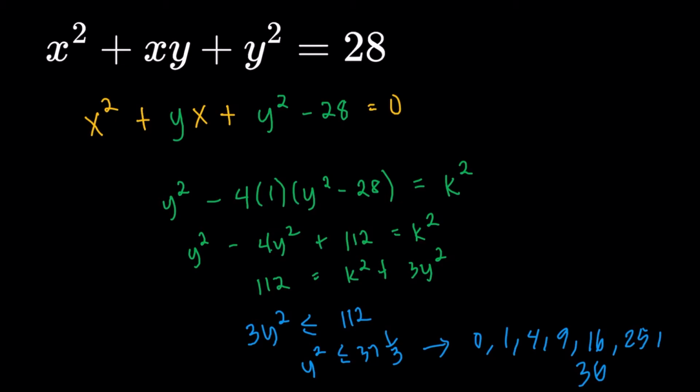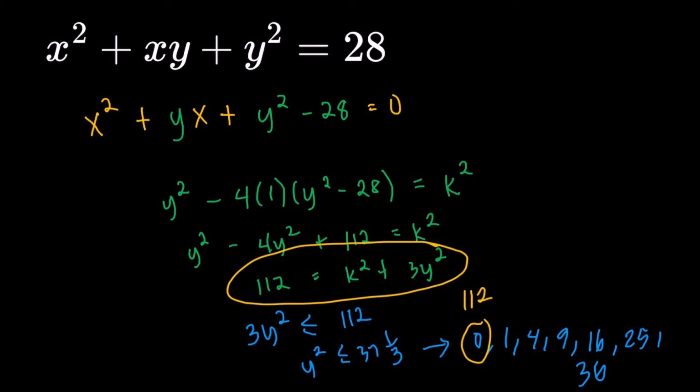So let's try the following. Now, we have to substitute into this equation. Let's try y equals 0. If y equals 0, you're going to get k squared equal to 112. Now, that's impossible for k squared because 112 is not a perfect square. Next, if y squared was equal to 1, then k squared here would be 109. Again, impossible, because 109 is not a perfect square.